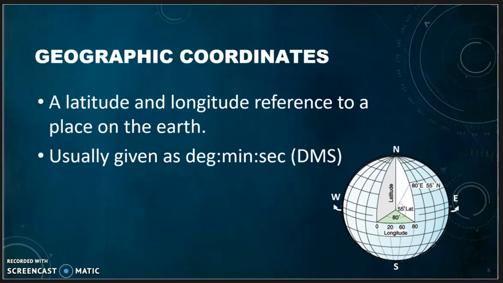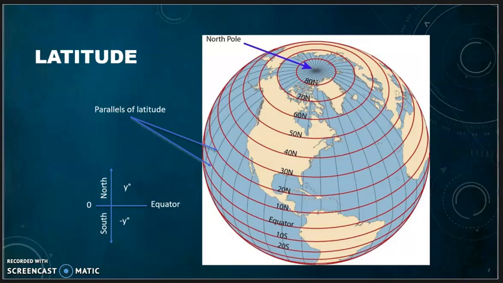So geographic coordinates, like I was saying, are based off of latitude and longitude reference to a place on Earth, and it's usually given in degrees, minutes, and seconds, or DMS. So we'll remember that latitude is going from north to south. I like to remember it as latitude is like a ladder, and so we start at the equator, which is 0, and then if you go north from the equator, it starts at 10 north and goes all the way up until 80, and this is all positive. Anything south of the equator is going to be negative, and that could be seen here in this little graphic.